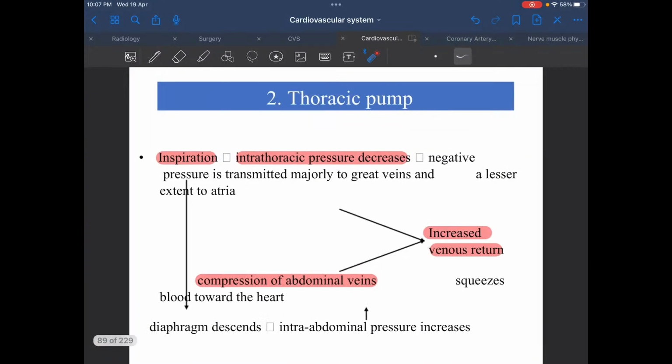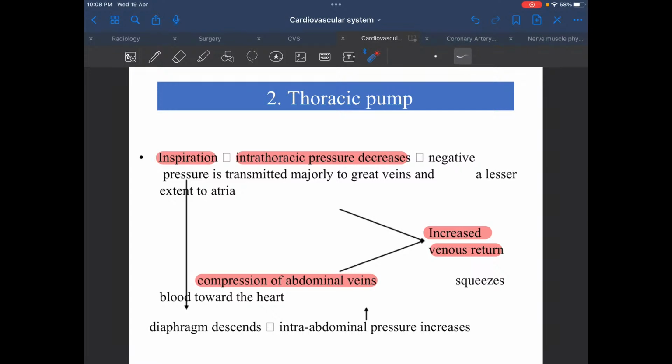All right. So the second one is your thoracic pump. What are we discussing about thoracic pump? Whenever we do inspiration, the intrathoracic pressure is going to decrease, and that's going to generate a negative pressure, which is going to get transmitted to your great veins, okay, as well as to the atria. And what is that going to do? That negative pressure is going to pull the amount of venous return from the peripheral veins into your heart. So that is your second one. That is your thoracic pump.